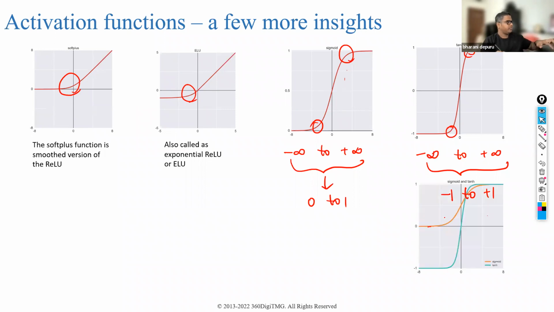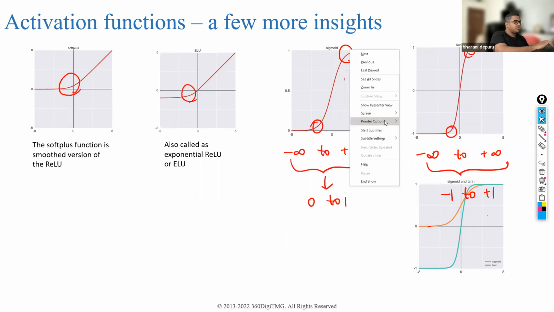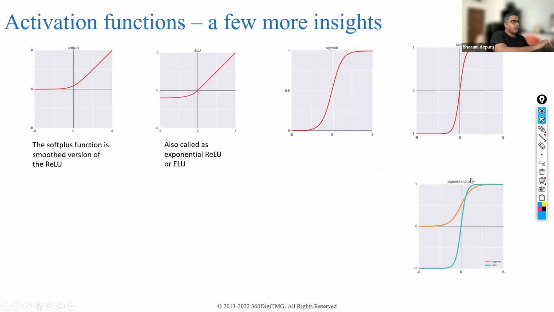Okay, so that's what is given here. Sigmoid and tanh are just compared. Sigmoid will be like this, tanh will be like this, -1 to +1. Sigmoid will be 0 to 1. Okay, there is also another thing which is called as swish.